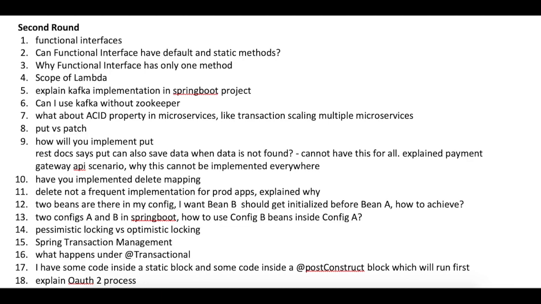What about ACID properties in microservices, like transaction scaling across multiple microservices? Basically, when you work on a microservice architecture, it's very difficult to achieve strong ACID properties because a transaction might span more than one microservice. Especially since every microservice has its own database, it's definitely not going to be a consistent ACID property. There are different patterns that you can use to handle all these things.